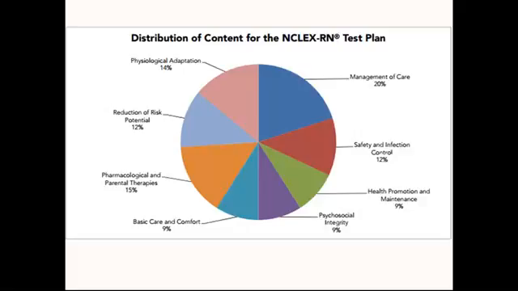The content of the NCLEX-RN test plan is organized into 4 major patient needs categories. 2 of the 4 categories are divided into subcategories. So patient need categories, number 1 is safe and effective care environment, and it's divided into management of care and safety and infection control. Number 2 patient need category is health promotion and maintenance. 3 is psychosocial integrity, and 4 patient need category is physiological integrity. That's divided into basic care and comfort, pharmacological and parenteral therapies, reduction of risk potential, and physiological adaptation.